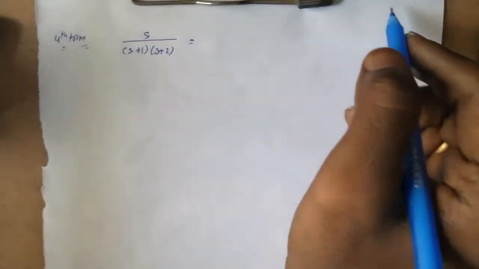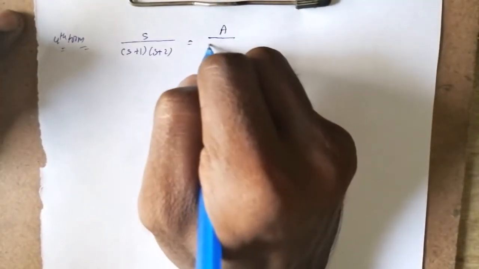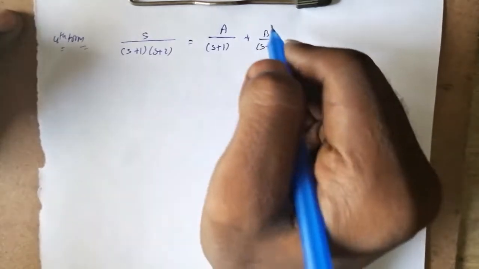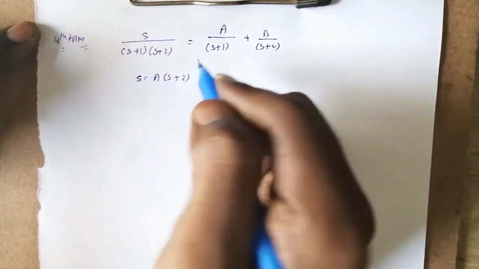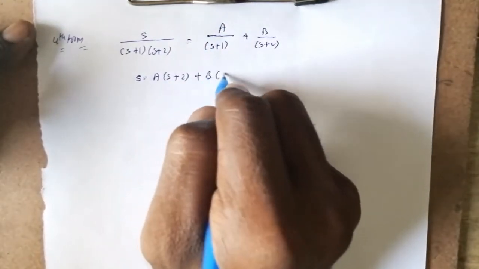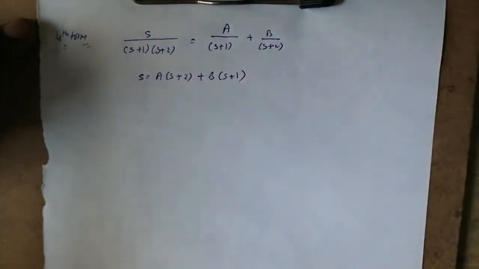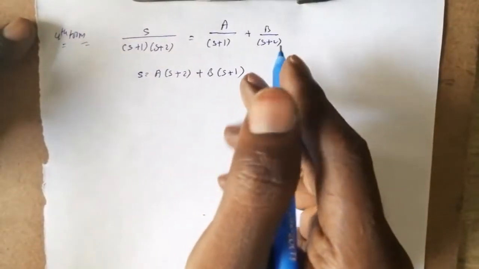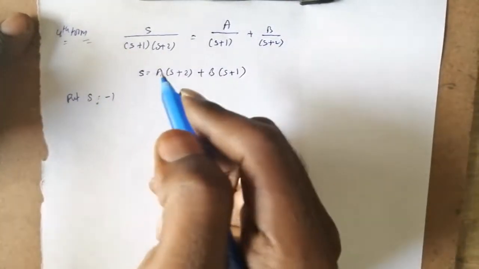So here also we can apply the partial fraction. So you will get a divided by s plus 1 plus b divided by s plus 2. If you simplify this one, s equals a into s plus 2 plus b into s plus 1. If you want to find a and b, you have to do cancellation by substituting s equals minus 1 and minus 2. So let's put s equals minus 1.